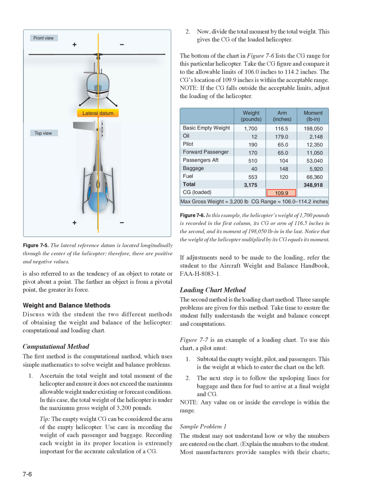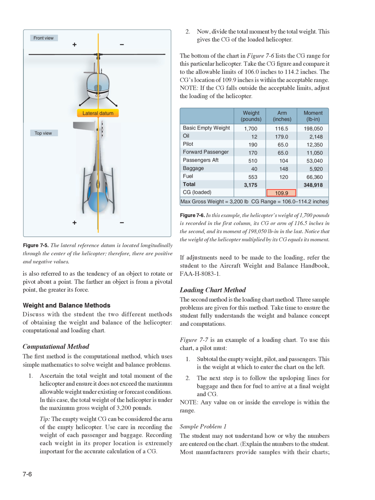In this case, the total weight of the helicopter is under the maximum gross weight of 3,200 pounds. Tip: the empty weight CG can be considered the arm of the empty helicopter. Use care in recording the weight of each passenger and baggage. Recording each weight and its proper location is extremely important for the accurate calculation of a CG.